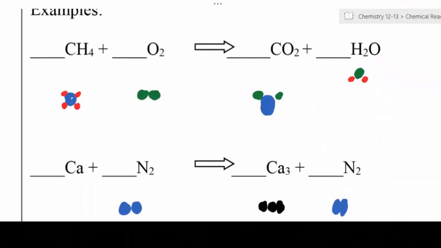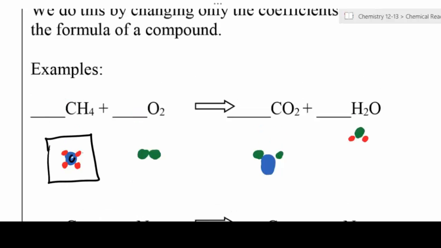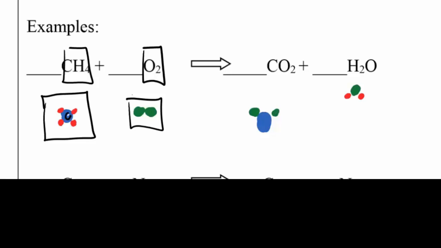Okay, in this problem, I have one molecule of CH4. Here is an example of one molecule of CH4. It has one C inside of it, and it has four H's on the corners. That matches the chemical formula right here, 1 C and 4 H's. If I add it to one oxygen molecule, that means I have 2 oxygens in that one oxygen molecule.